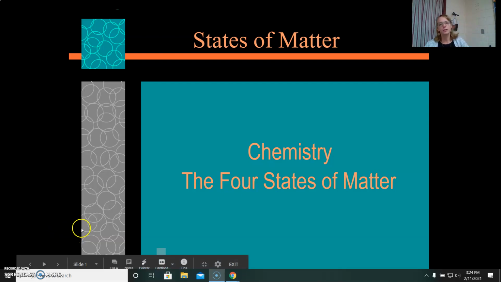Hi everybody, welcome to Unit 2. We're going to start off talking about states of matter and changes between those states of matter. Then we move on and talk about atoms and how they are put together, and eventually the organization of the periodic table and what atoms look like on that periodic table.